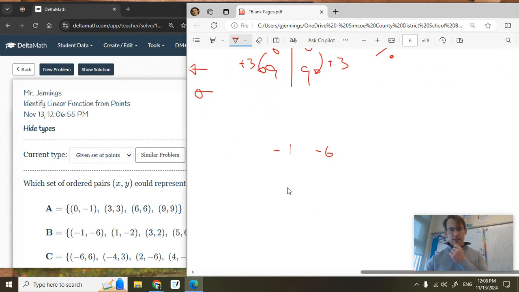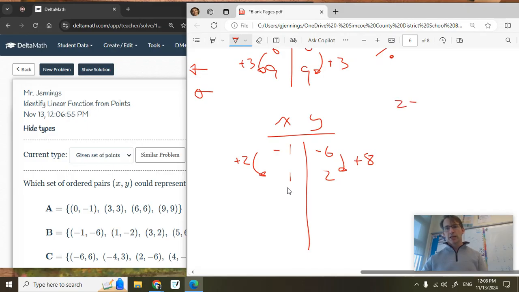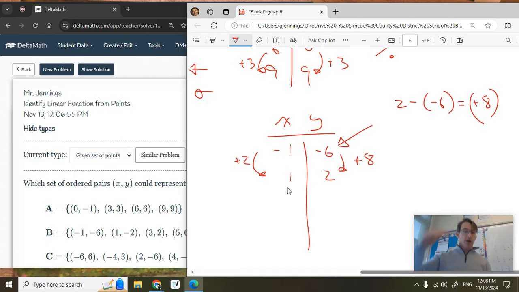Minus 1, minus 6 is our xy. And then 1, 2. So we're growing by 2 here. And we grow by 8 here, because 2 minus minus 6 shows us that that's an increase of 8. Or if you think about it like a negative 6 degree day becoming a 2 degree day, the temperature must have gone up by 8 degrees to cross 0. Okay, and then, oh, I wrote that down wrong. It was 1 minus 2. So scratch all that. It only grew by 4.